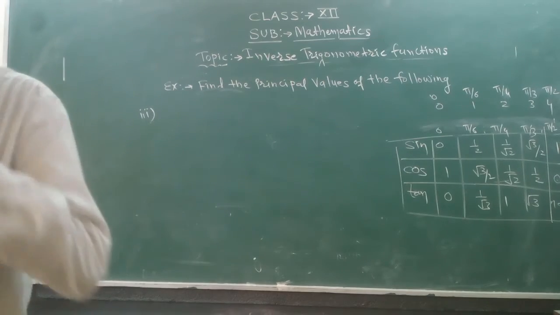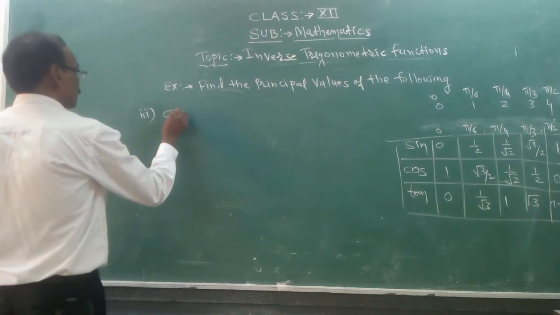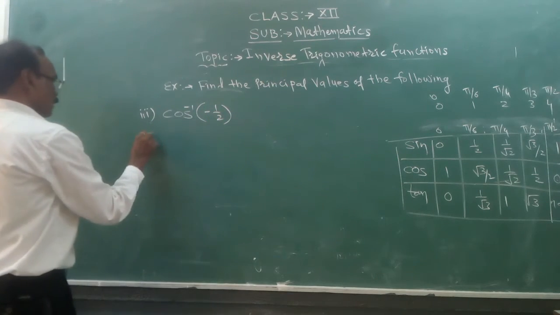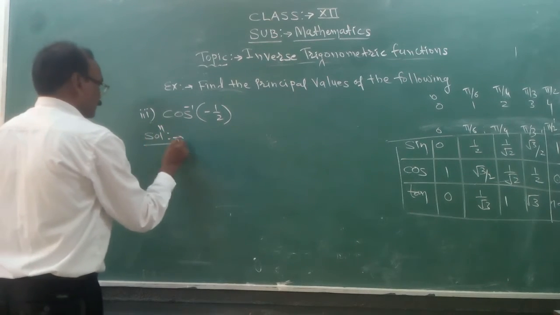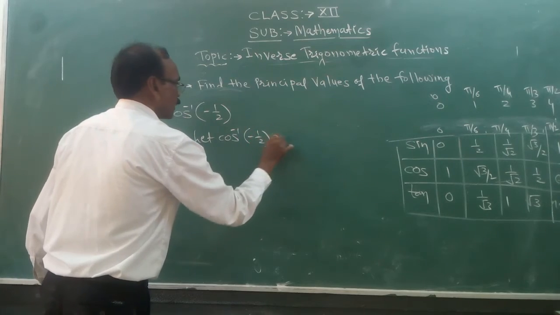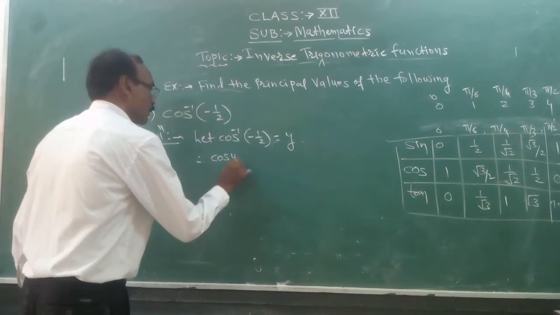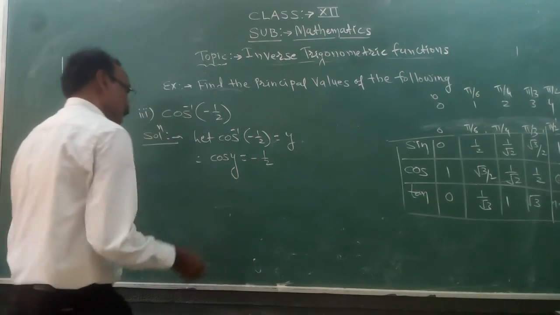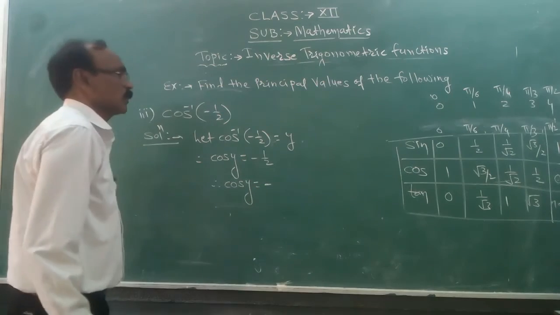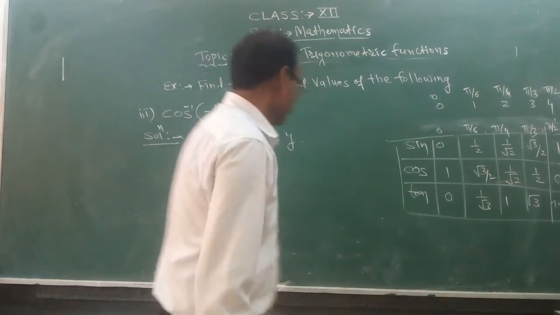Then what more? Cos inverse minus half. Let cos inverse minus half equal to y. Suppose, therefore, cos of y will be minus half. Therefore, cos of y equal to minus, as it is. When the value of cos is half, the angle is pi by 3.